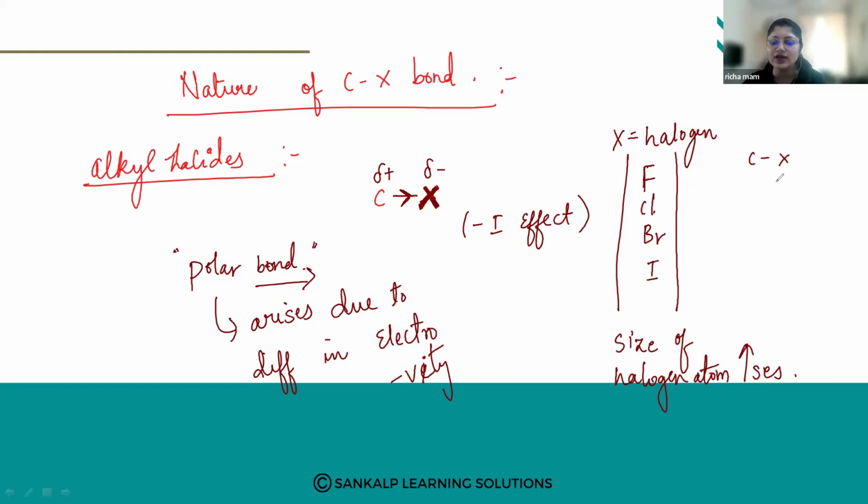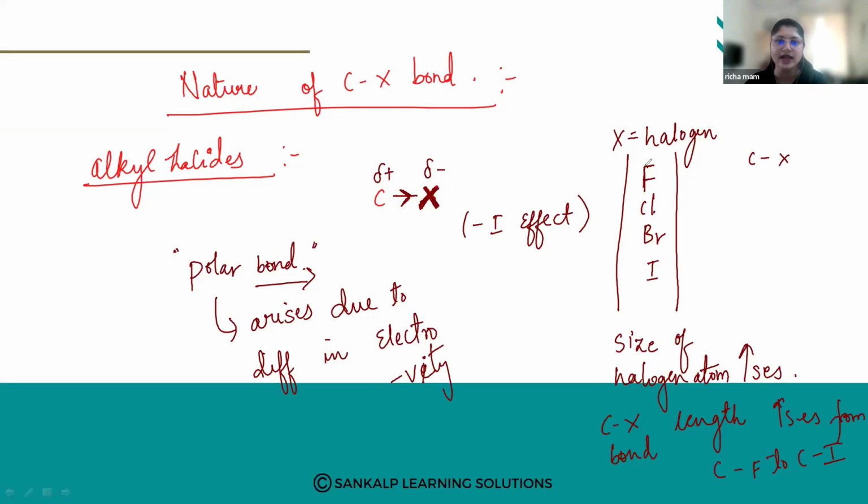Okay, what will happen to the CX bond? The CX bond length also increases as you go down, from CF to CI. So as you go from fluorine to iodine, what will happen to the bond length? The bond length also increases.